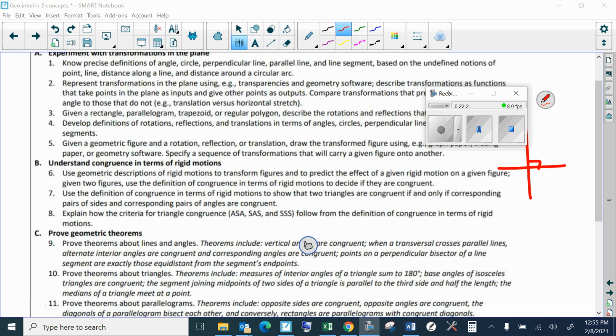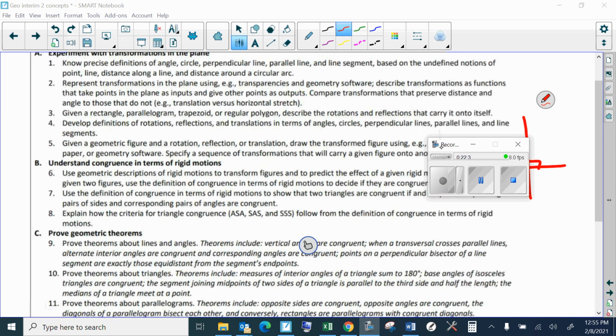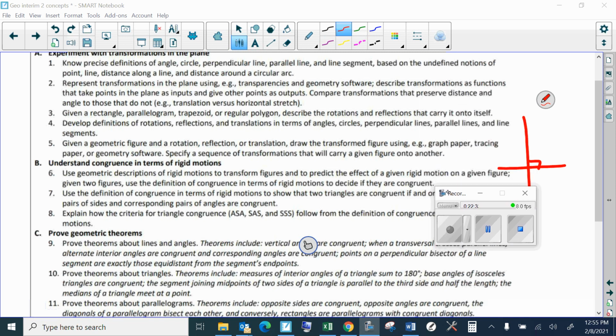Represent transformations in a plane using transparencies. Okay, we didn't do that. We did it by hand. Given a rectangle, parallelogram, trapezoid, or regular polygon, describe the rotations and reflections that carry it onto itself. Okay, remember to find the degrees, a regular polygon deals with regular polygons. That's what you're going to see on the DECA.